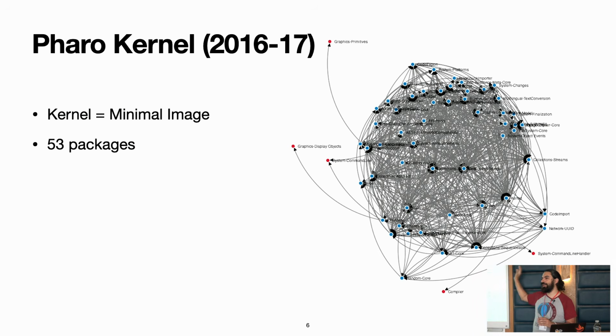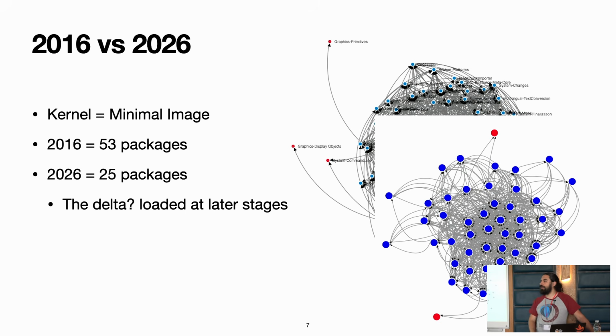So that's actually happening. So this is what we call the minimal image. I will explain exactly what that is. But at this point in time, it was 53 packages. I did a similar graph before this presentation. So I tried to do the same colors. I am not good at doing graphs. It doesn't matter. The point is that like 1 week ago, we were at 25 packages.